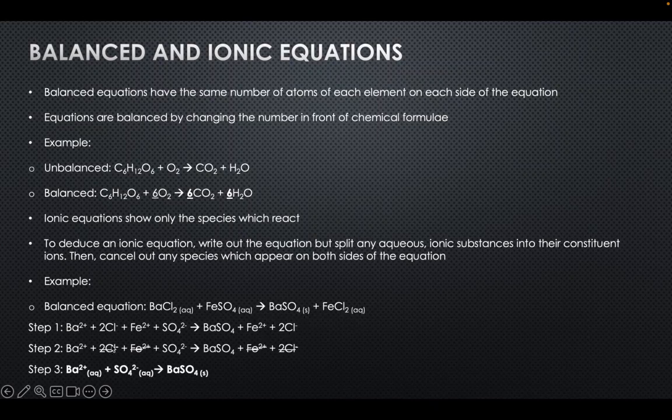Second step, we're going to cancel out any ions that appear on both sides of the equation. The ions we cancel, we call spectator ions, because they are the ones that are not involved in the reaction. They don't change. They're just there, spectating, if you like. So we can see that the chloride ions, we have two chloride ions on both sides of the equation, so we're going to cancel those out. We also have an iron ion on both sides of the equation, so we'll cancel those out too. And we'll be left with this. We've got barium ions plus sulfate ions forms your barium sulfate, and you can add the state symbols back in.